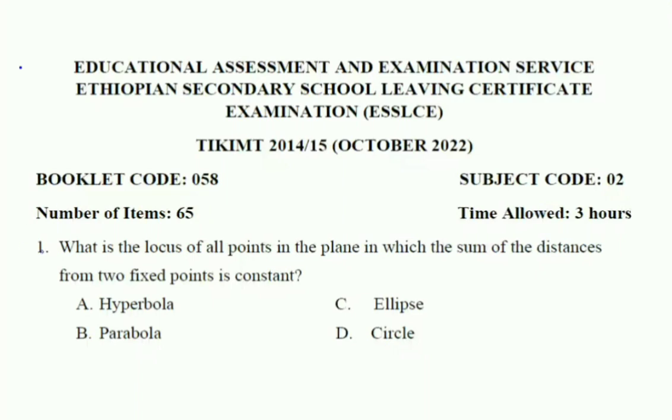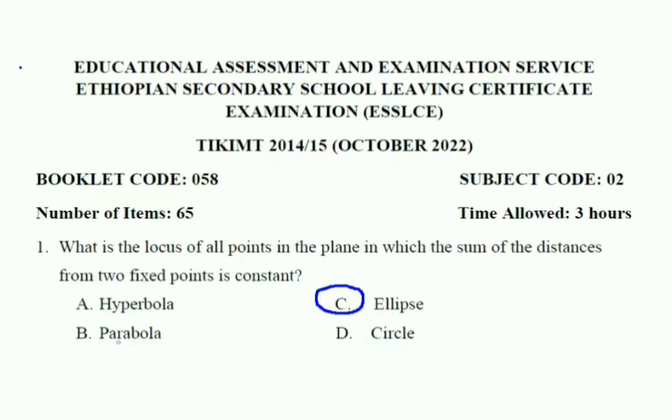Here, what is the locus of points in a plane in which the sum of the distances from two fixed points is constant? This definition directly belongs to the definition of an ellipse, because we define an ellipse as the locus of all points in a plane in which the sum of the distances from two fixed points is constant. Whereas a hyperbola is the locus of points in a plane in which the difference of the distances from two fixed points is constant.